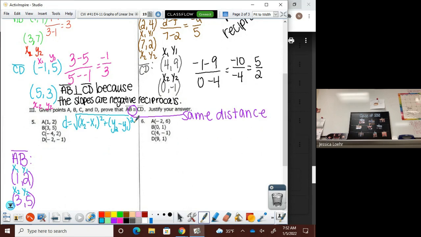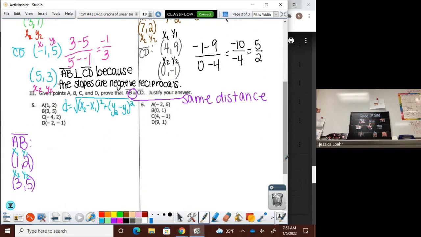Subtract the x's, square it, plus subtract the y's, square it. Doesn't matter if you do x2 minus x1 and y2 minus y1, or if you flip the order. As long as you start with the same point on both of these, it's fine. So when I plug this in, I'm going to get 3 minus 1 squared plus 5 minus 2 squared.